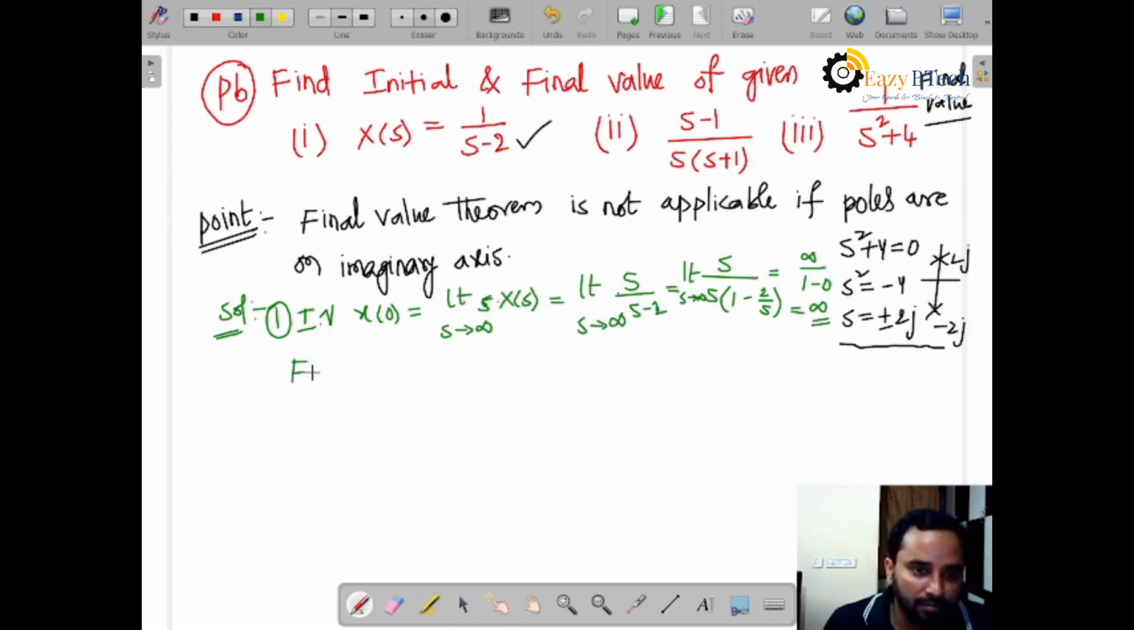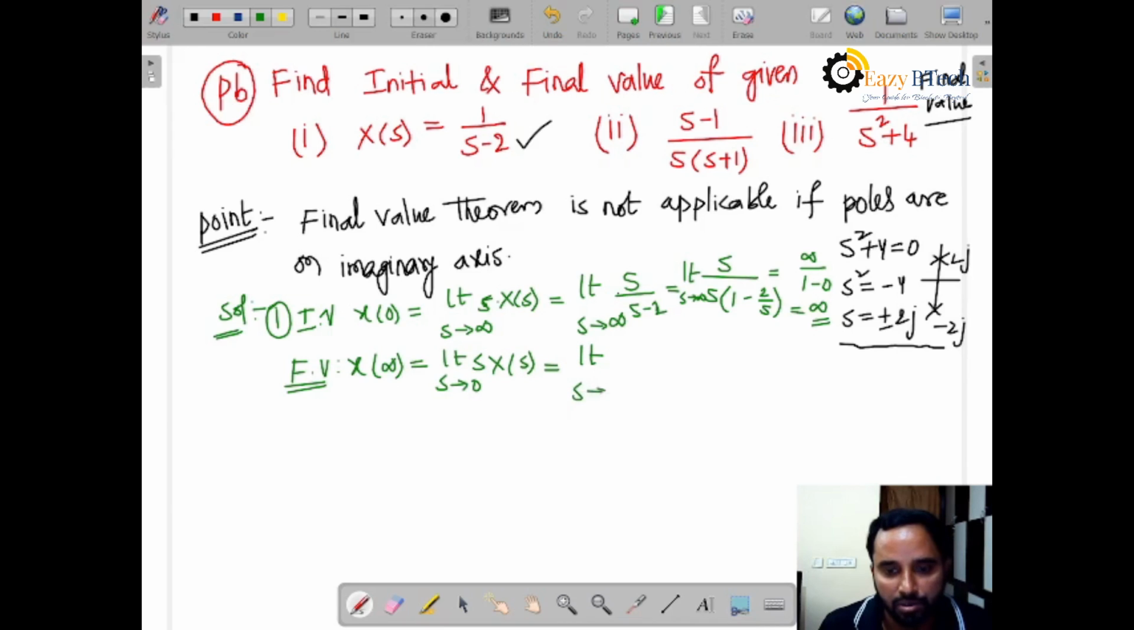And final value: x of infinity is equal to limit s tends to 0 of s into x of s, which is limit s tends to 0 of s into 1 by s minus 2. So you can put the limit 0, giving 0 by 0 minus 2, which is equal to 0. So final value is 0, initial value is infinity. That is the first problem.